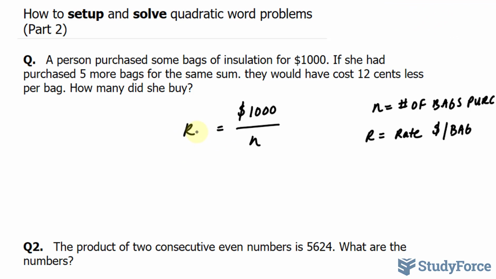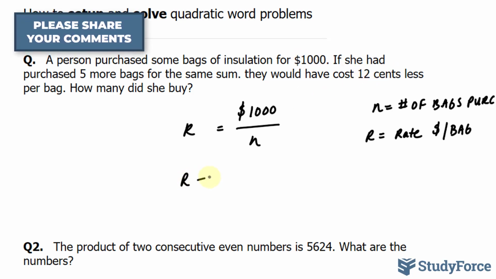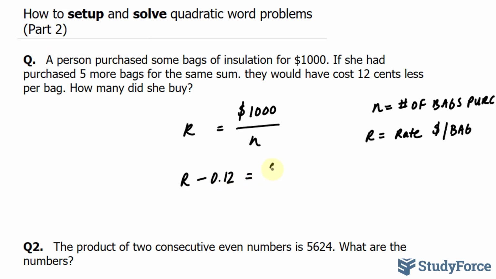And then we're told that had she purchased 5 more bags for the same sum, they would have cost 12 cents less per bag. This means that our rate would have been 12 cents less, and since we're dealing with dollars, we need to make sure that this is in dollars. So R minus 0.12 is equal to still 1,000, and this time it's 5 more bags, so we'll write down N plus 5.